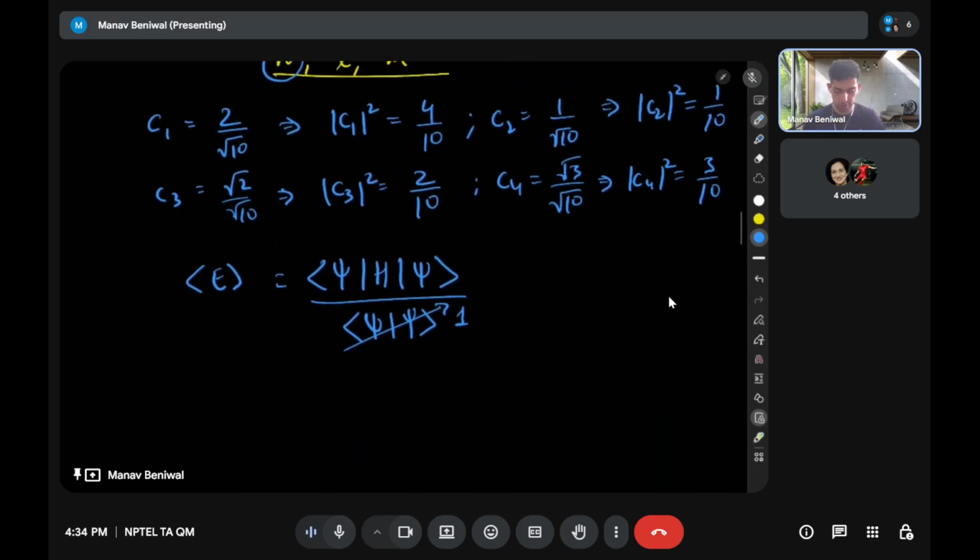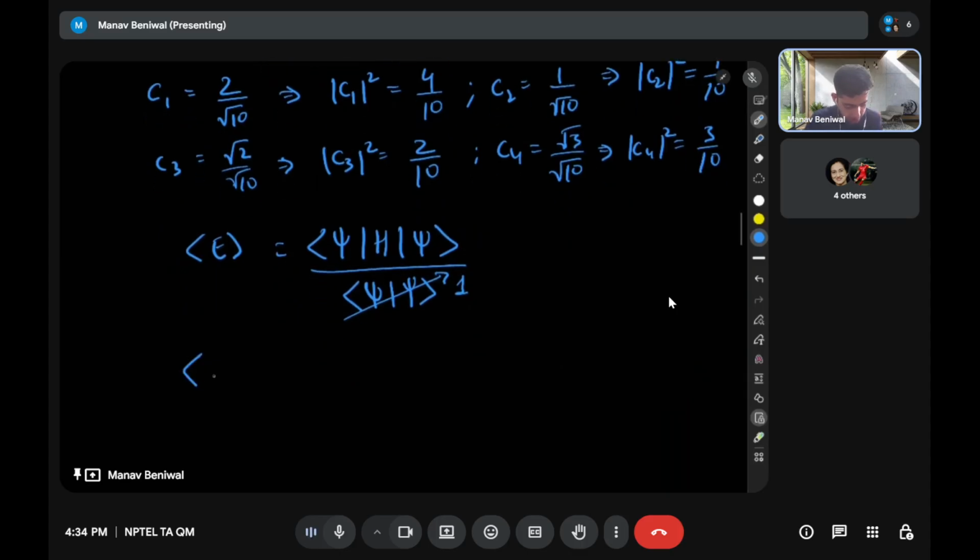What we can do is write the expectation value of energy E as the summation over all the states of mod Cn squared times En for all n. Because this mod Cn square gives us the probability that the particle will be in that state, and En gives us the corresponding energy of that state. So we multiply the energy of the state with its corresponding probability, and then we add all of them up. That will give us the expectation value of the energy.